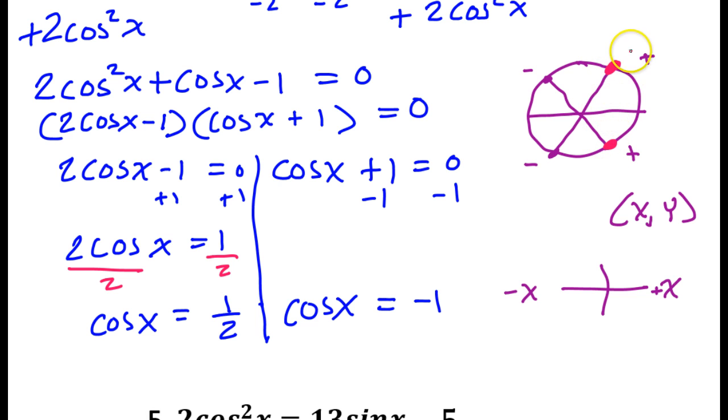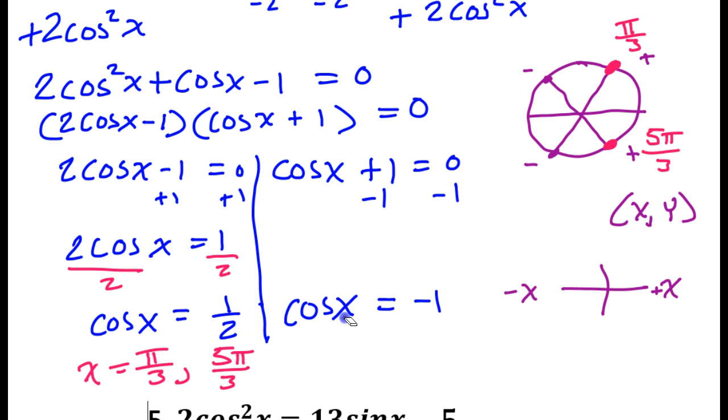So this is pi over 3. Now if I keep going around, this is 1 pi over 3, 2 pi over 3, 3 pi over 3, 4 pi over 3, 5 pi over 3. So this is 5 pi over 3. These are the x values that will give me positive 1/2: pi over 3 and 5 pi over 3.